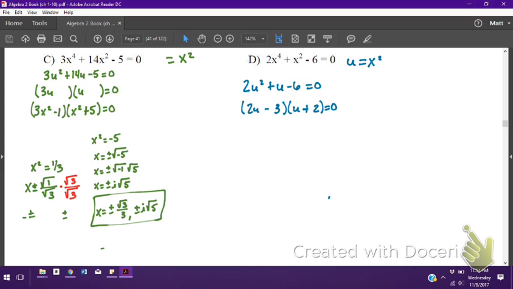Again, we can't really factor these out anymore, so I'm going to go ahead and substitute the x squared back in. So 2x squared minus 3 times x squared plus 2 is equal to 0. I can't really factor anything else out anymore. So I get 2x squared minus 3 is equal to 0, and x squared plus 2 is equal to 0.